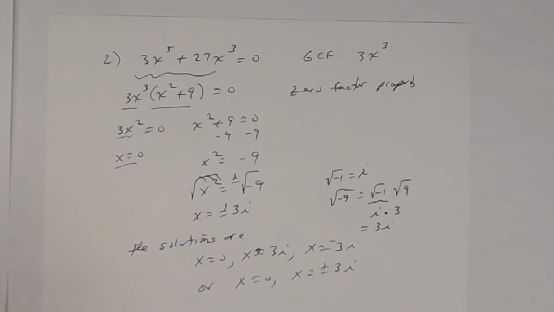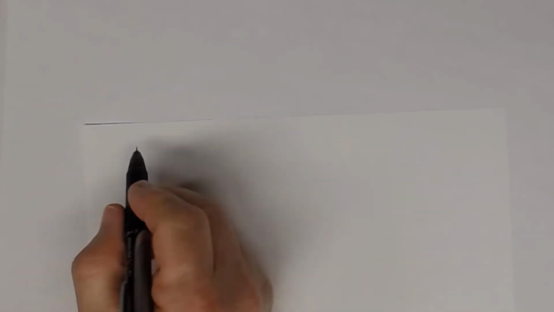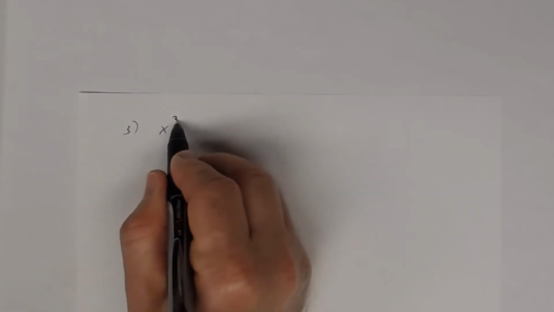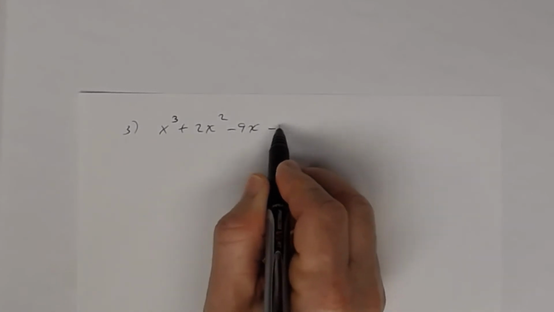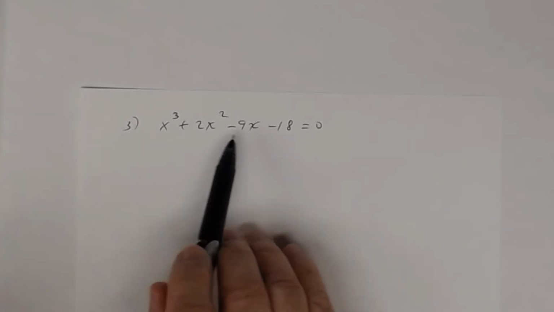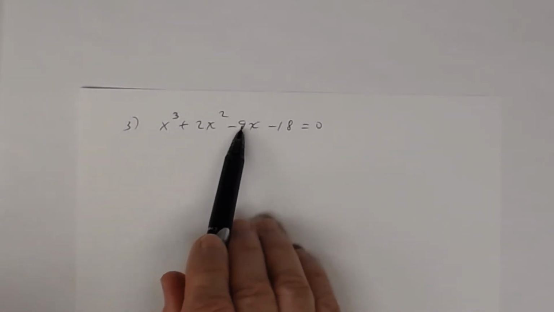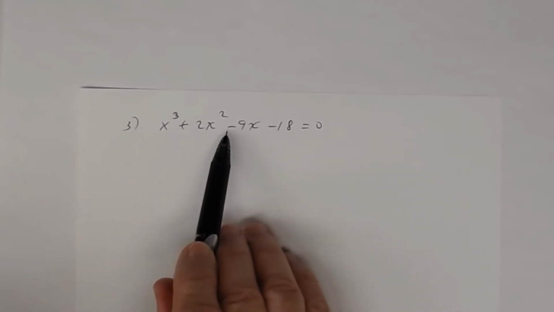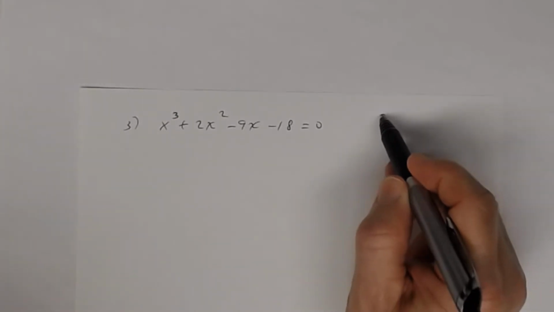All right, let's look at number 3. In number 3, the way you want to do it is you got to remember something about factoring from a previous semester. So you have x cubed plus 2x squared minus 9x minus 18 equals 0. Remember in a previous semester when you had four terms, one of the ideas that you used was factor by grouping. All right, factor by grouping.